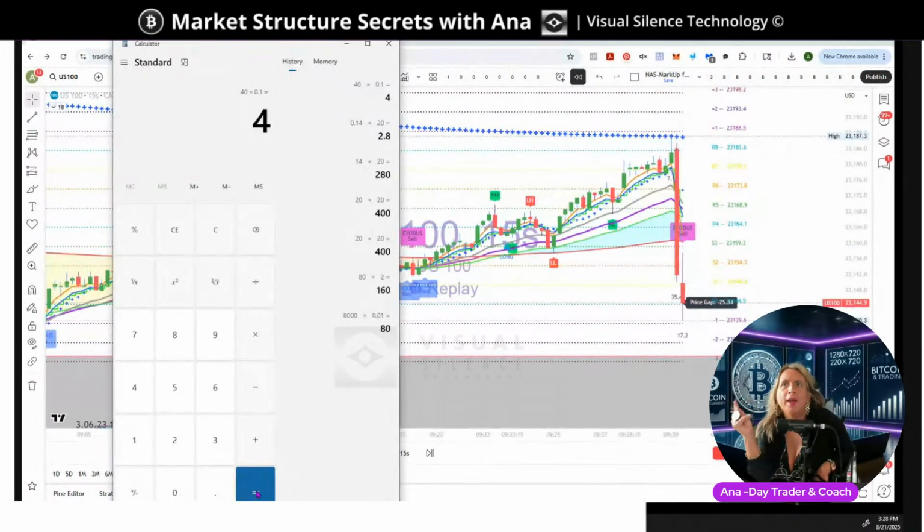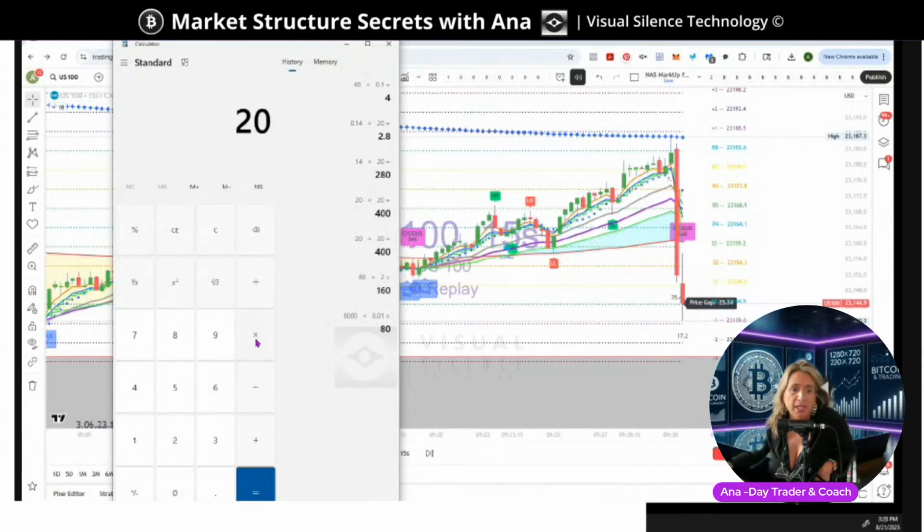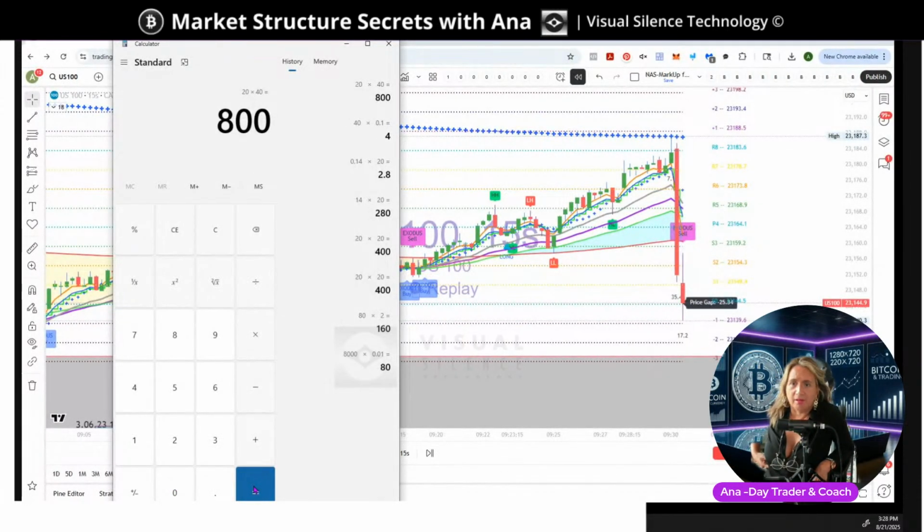So you'd be like, oh, that's okay. I have $100 in my account. If it goes 40 points against me, that's okay. It's only $4. Now for me, or someone else that had larger size, $20 per point times 40 points, that's $800. $800, no way. I can't do all that.